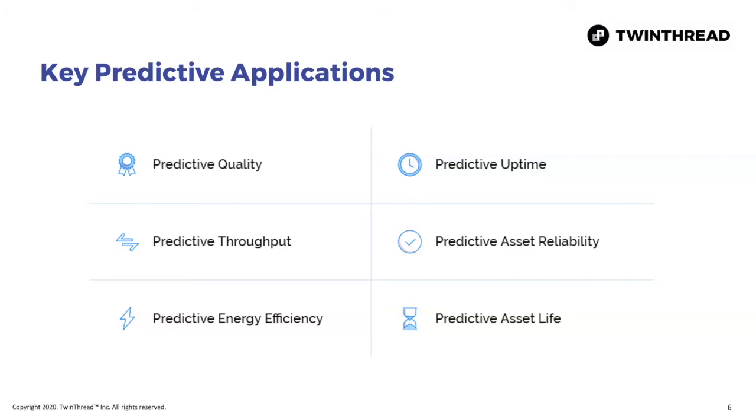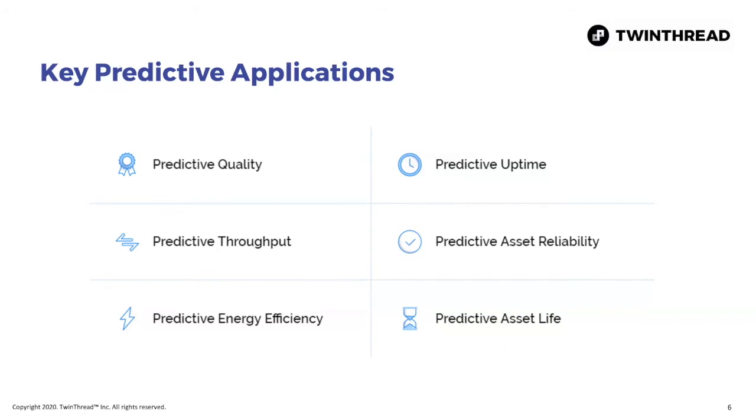At TwinThread, we offer about 25 pre-built predictive applications that can be applied out of the box. The six that you see on the screen here are the workhorses, the most popular, most widely deployed, and most common, addressing the most common problems that you find within an industrial facility. Everything from predictive quality and throughput, and predictive energy efficiency, which we're going to drill into in detail today. Those are all operational problems that typical industrial facilities have.